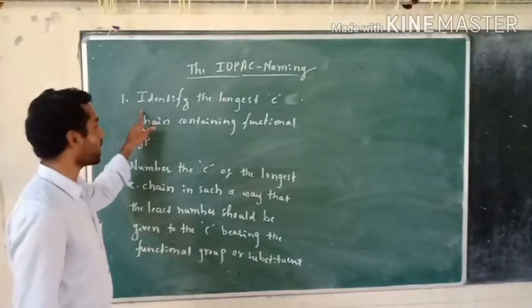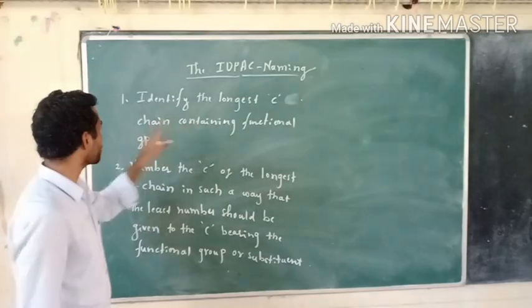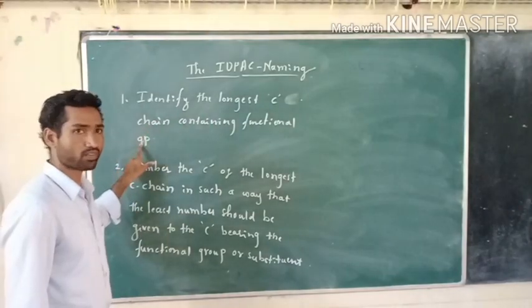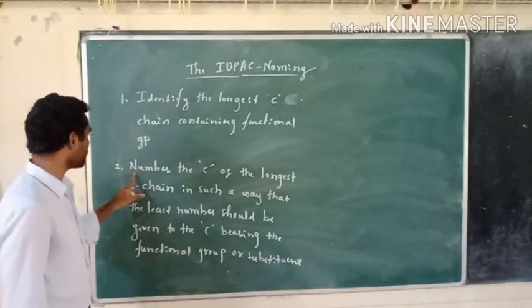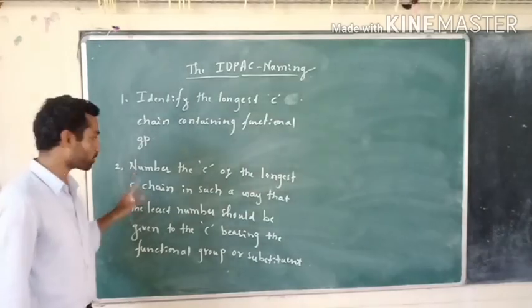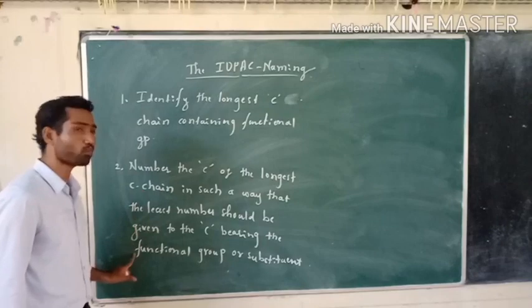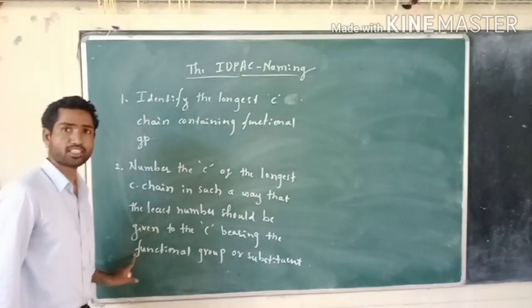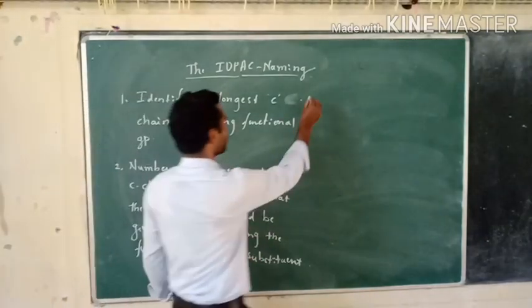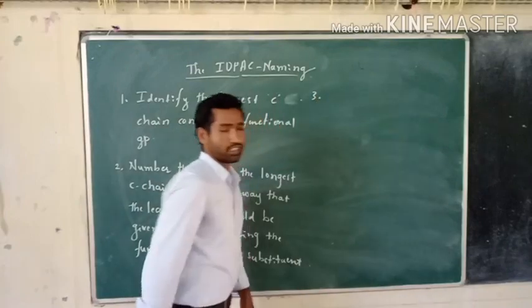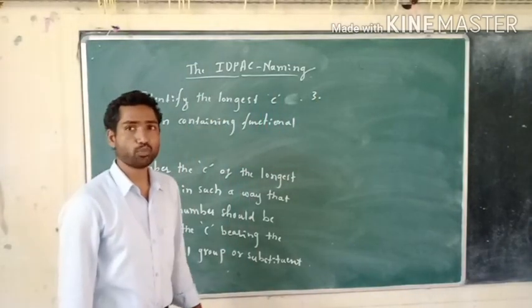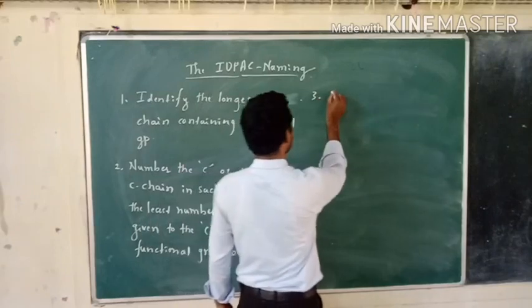The first rule is to identify the longest carbon chain containing the functional group. That is important. The second one is to number the carbons of the longest carbon chain in such a way that the least number is given to the carbon bearing the functional group or substituent. So this is the second rule. The third important rule is that we have to write the IUPAC name according to the structure.